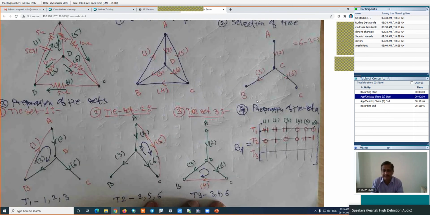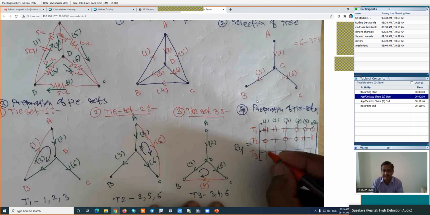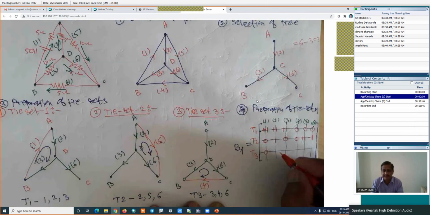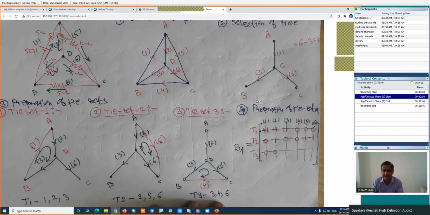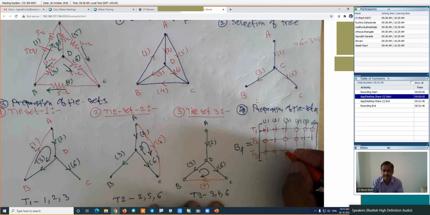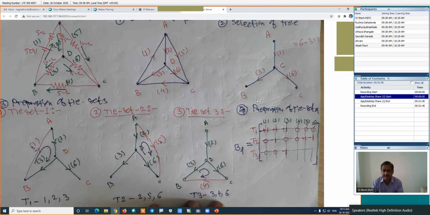Similarly, if we are going for the third row in this particular case, how are the entries? I will come back to tie set number 3. How is the third tie set? Entry for branch number 1 is 0, because branch number 1 is not part of this particular loop. Then branch number 2 is again not part of the loop, that's why its entry will be 0 again. Branch number 3, here is branch number 3. Its direction is downward and this loop current direction is upward. Both are opposite to each other, that's why its entry is -1.